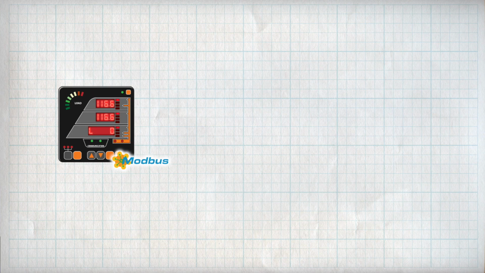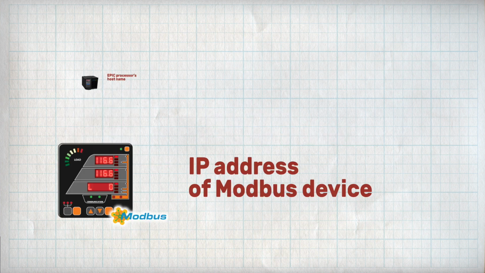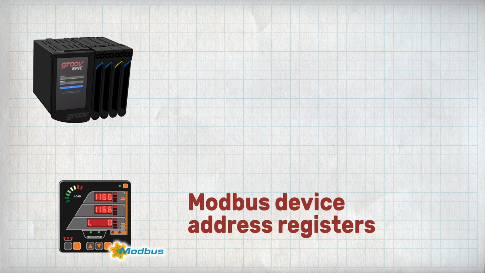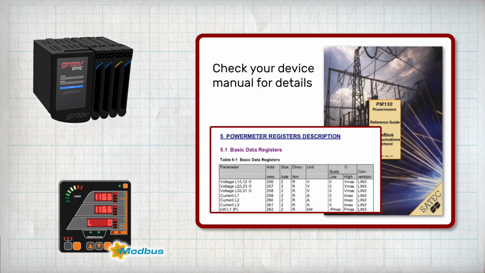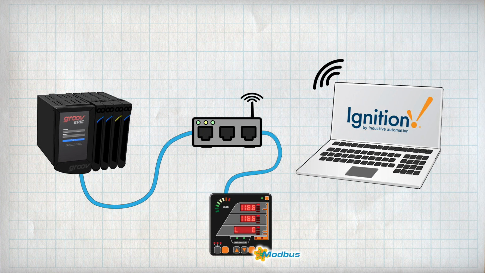To get started, you'll need the IP address and device ID of your Modbus device and the host name of your EPIC processor. You'll need the Modbus device registers, and this is usually found in a manual or supplementary manual for the device. Lastly, you'll need both devices on the same network as your laptop.